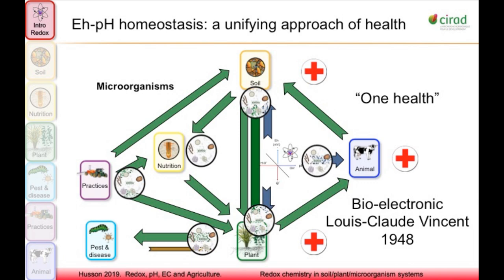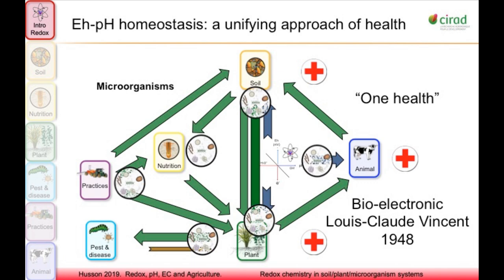And then through the practices, we can impact the soil, the nutrition, the plants directly. And we will go to the animals also, because the quality of the food going to the animals, which we can read through Eh, pH, will impact the health and the growth of the animals. And in return, when we return the manure to the soil, we have an impact of the animals on the soil. So you see many loops, many interacting parameters.